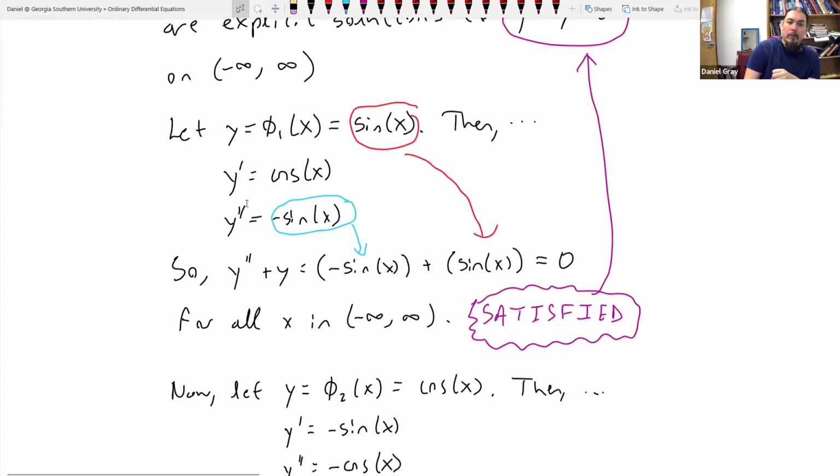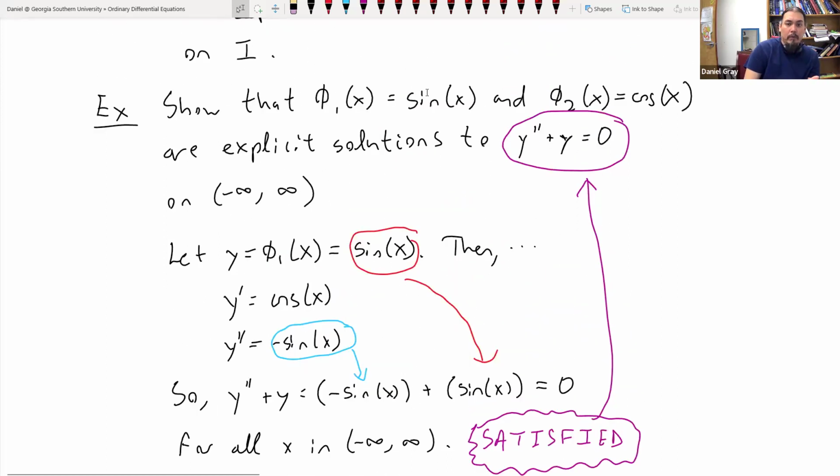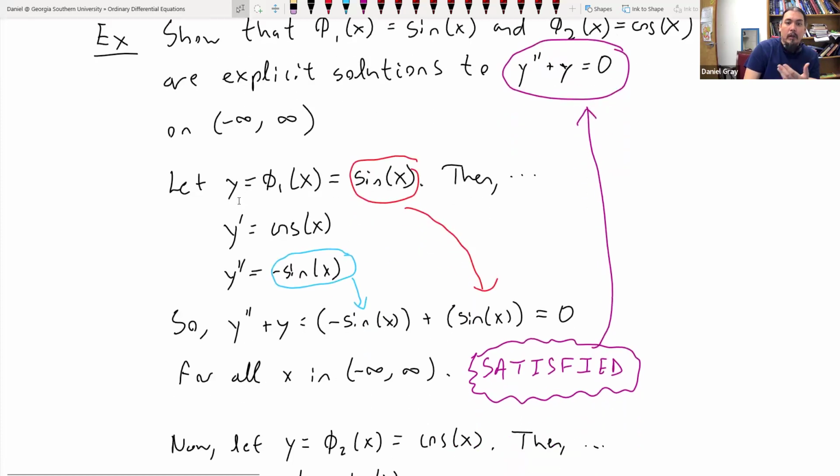Okay. So let's just try plugging in phi1, right, and see what happens. Let y be equal to phi1, right? So that's sine of x, right? And then we have to find out what y prime is. We already know that y is equal to phi1, which is sine of x. So then y prime will be the derivative of sine, which is cosine. Y double prime is negative sine, right? So just taking derivatives is all we're doing there to find out y prime and y double prime.